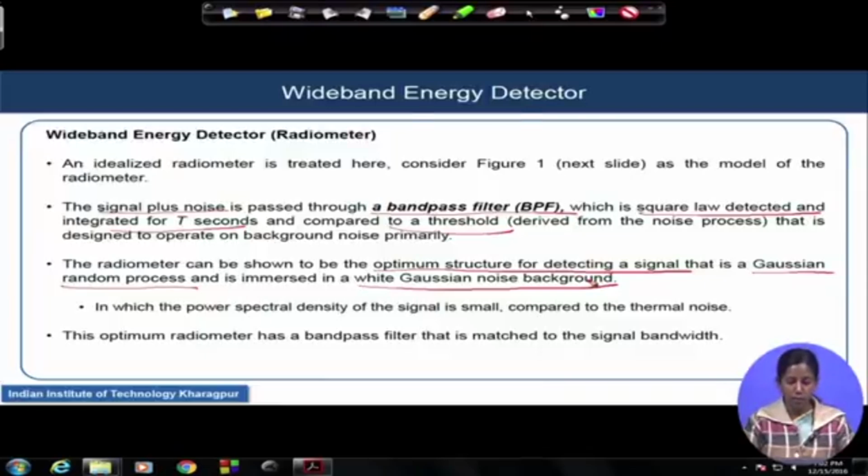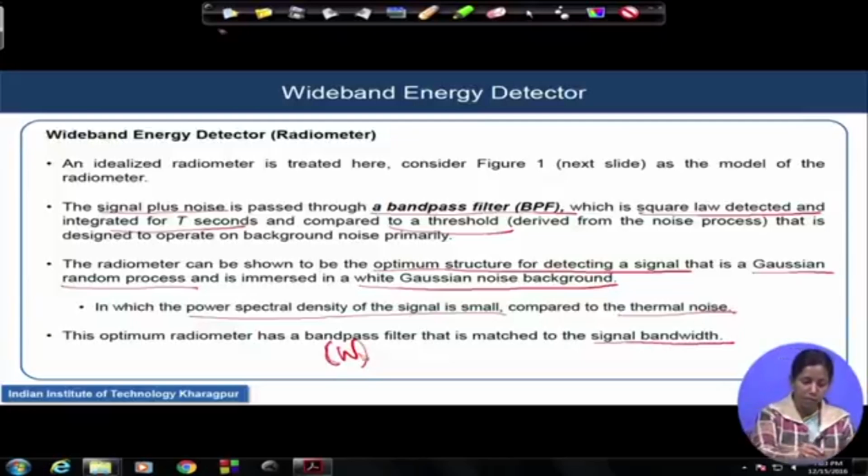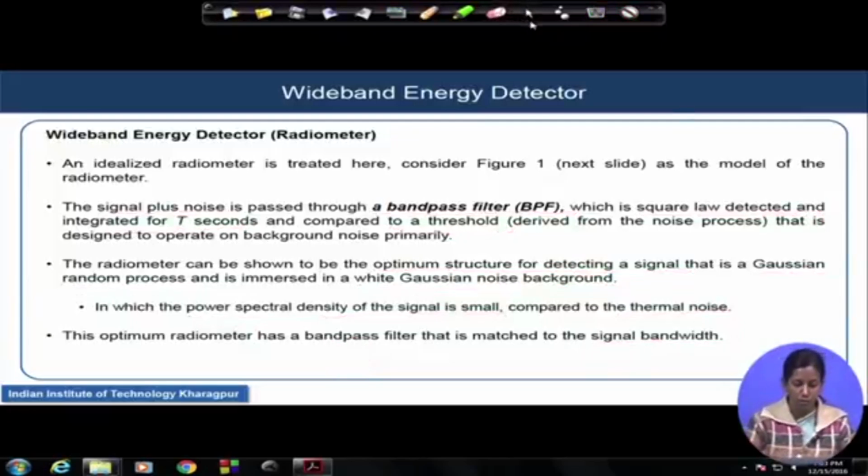And also remember, when this Gaussian random process assumption is made, the power spectral density of the signal will be small compared to the thermal noise. That is another assumption underlying this detection process. So, this optimum radiometer has a band pass filter that is matched to the signal bandwidth. This filter has a bandwidth of W, and it will be matching the signal bandwidth, as I have also mentioned.